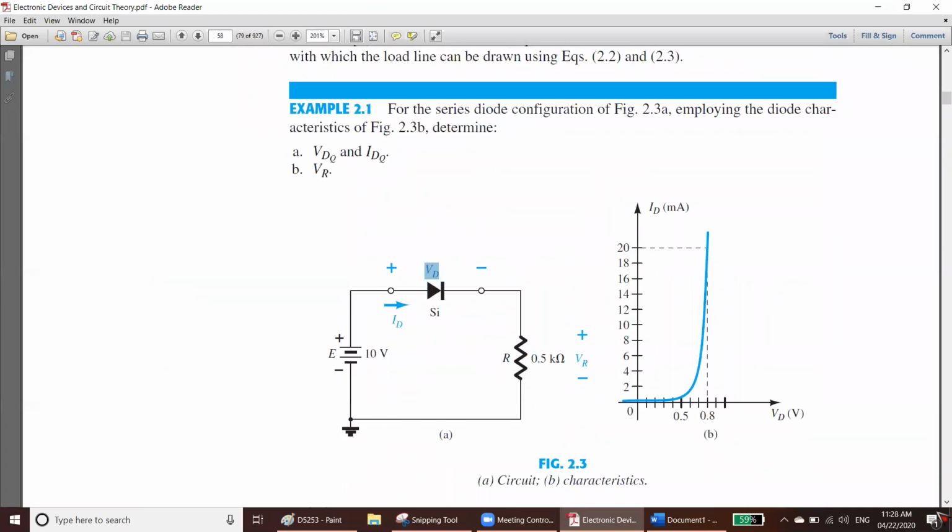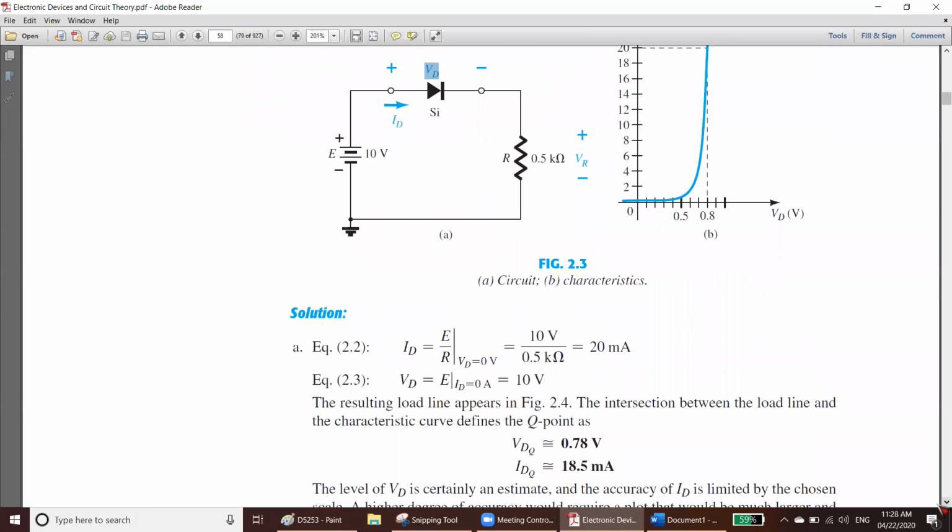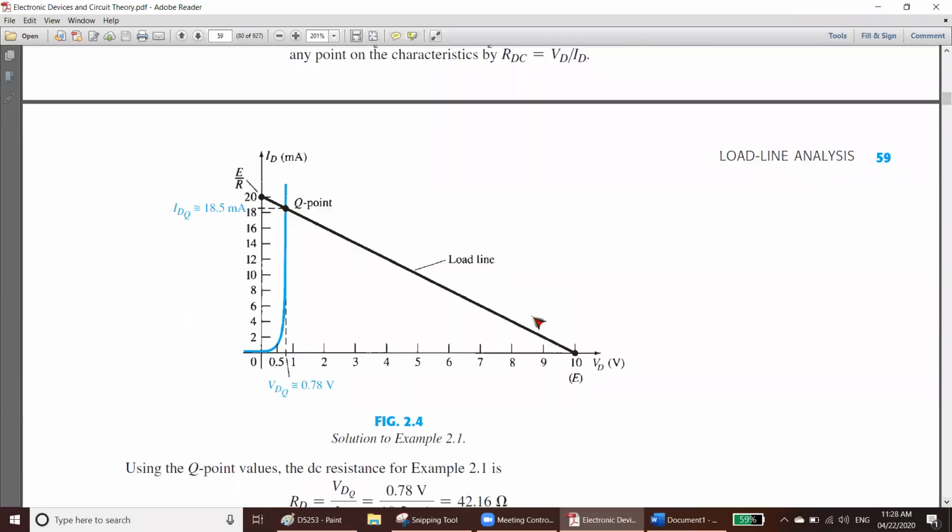So I hope you will practice this type of math. Okay, this is the graph. That 10 volt. Okay, this is the solution. I actually did a lot of hard work for drawing that, but it is here.